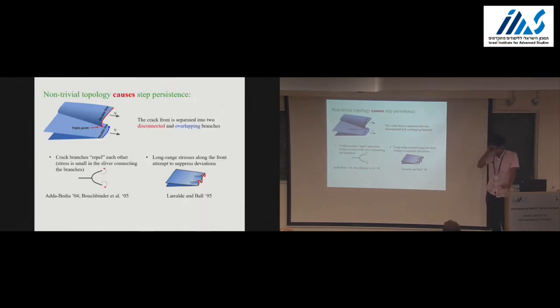Another thing that topology gives us is that it causes the step persistence. As shown previously in works on 2D fracture, when a crack branches, the two branches repel each other because the piece of material between them cannot hold stress. And on the other hand, we have long-range stresses that attempt to suppress deviations along the crack front. So topology increases dissipation and also leads to step persistence.